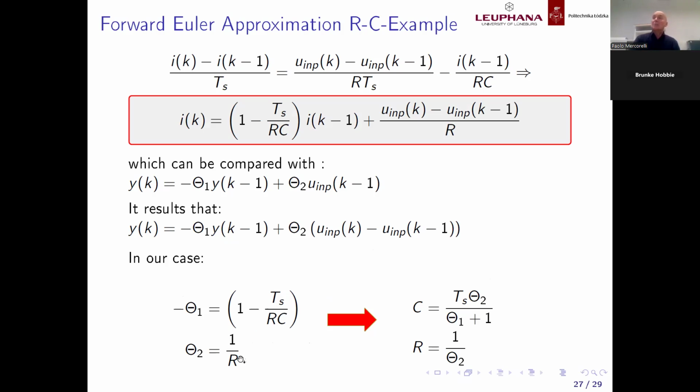We can see also how we obtain an algebraic system, just comparing this expression here with this one. Because the parameters are 2, I can calculate C and R when I have theta 1 and theta 2 from the measurements. Okay, thank you.